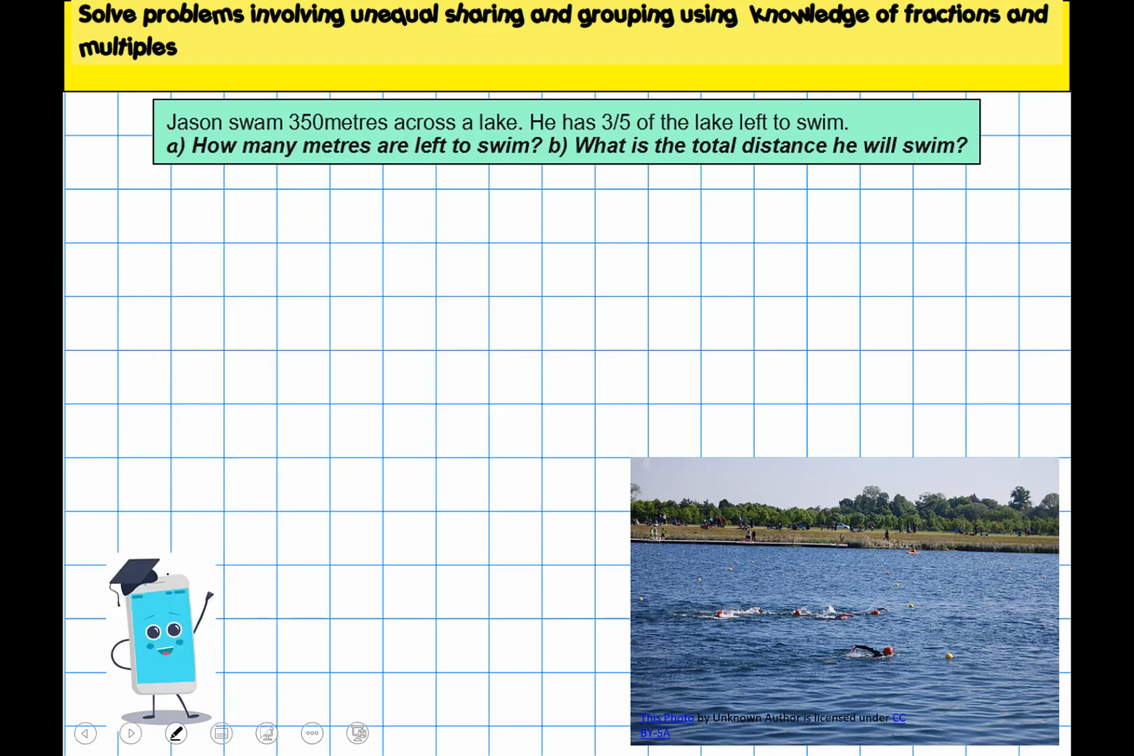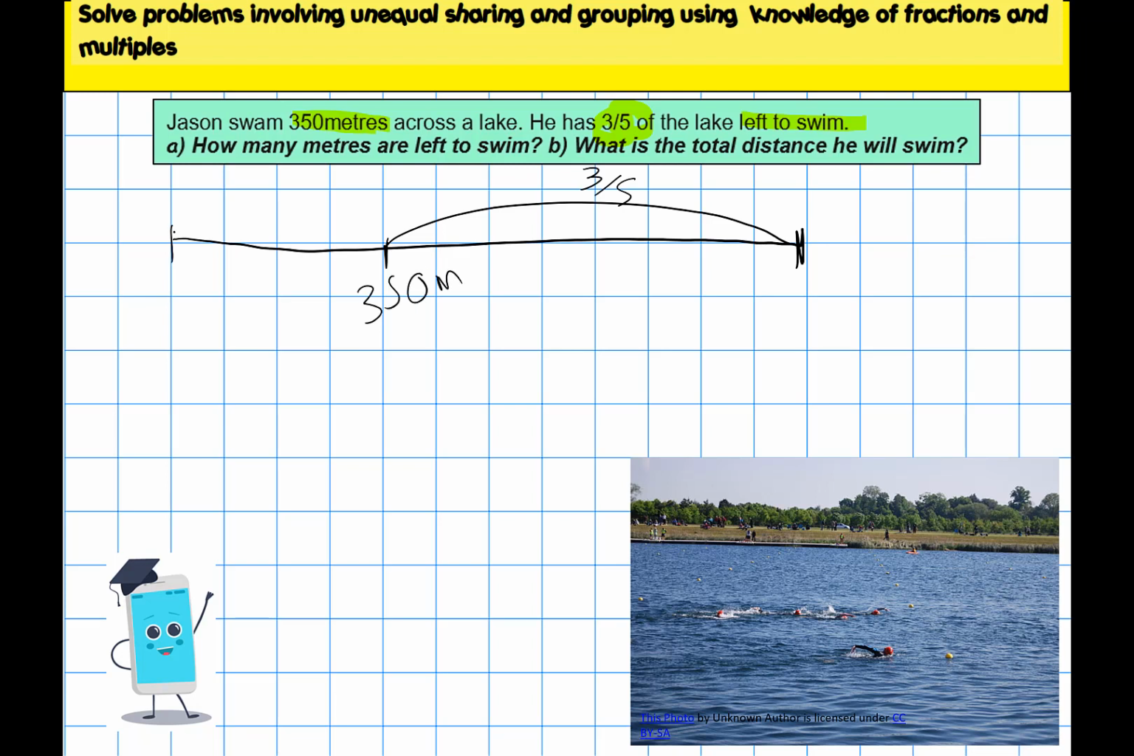Okay, Jason swam 350 metres across a lake. He has 3/5 of the lake left to swim. How many metres are left to swim? This is very similar to the question we just worked through together. So if I think about Jason starting, and Jason finishing, he swam 350 metres. He has 3/5 left, so that's my 3/5, and he's got here, which is 350 metres.